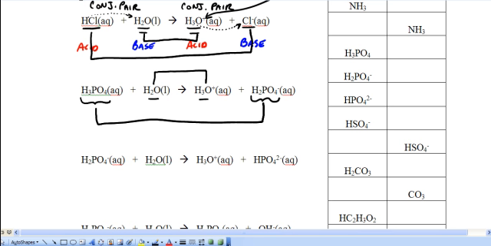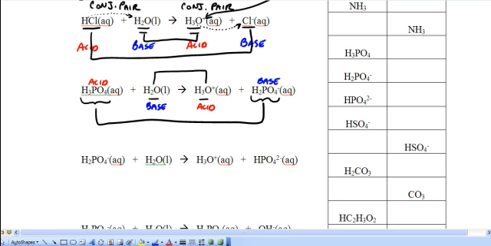Because the H3PO4 has the extra hydrogen over the H2PO4 minus, that must be the acid, and the H2PO4 minus must be the conjugate base. Similarly, the hydronium has the extra hydrogen, so that would be the acid. The water in this case, because it's one less hydrogen, would be the base.